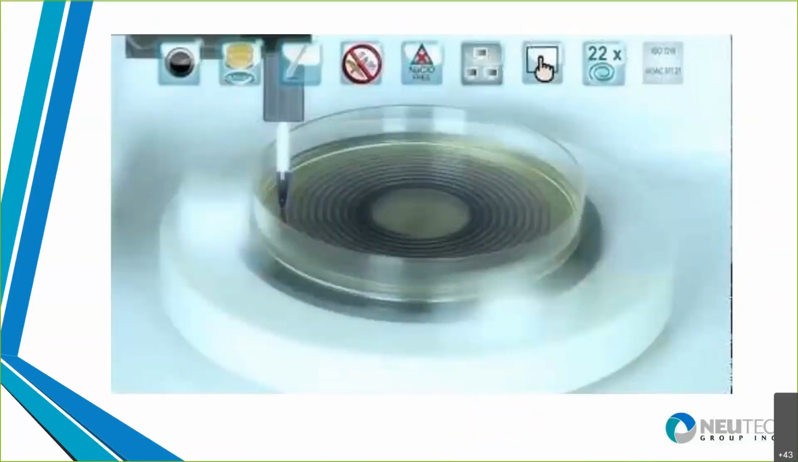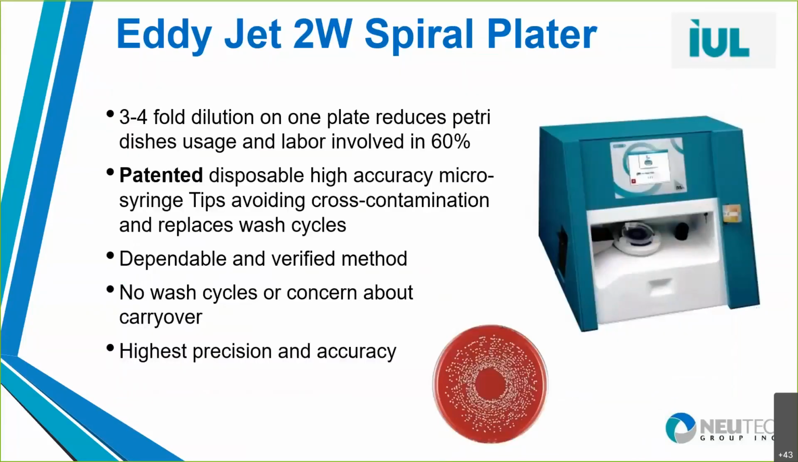Again, a threefold dilution done by the system. This also uses a patented disposable high accuracy micro syringe. It uses these micro syringe tips that avoid cross contamination and replace the wash cycles that would otherwise have to be done, because these are just thrown away. There's no need to try and clean them or anything.